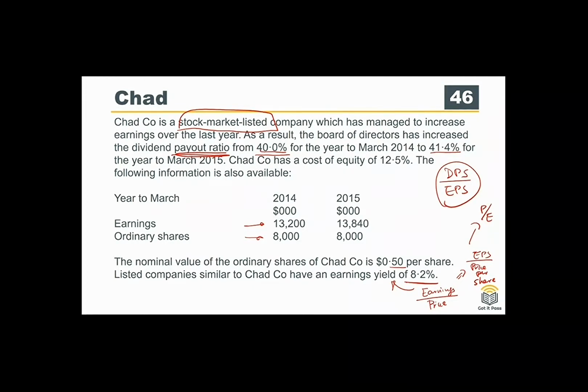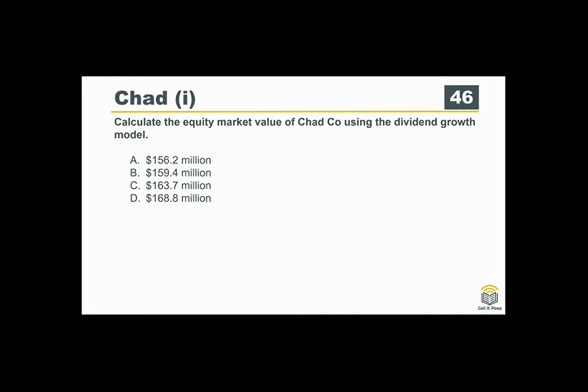So what are the requirements? The first requirement is we need to calculate the equity market value of chart company using the dividend growth model. First of all, you need to check the formula sheets about the dividend growth model. For the dividend growth model, P0 equals D0 times (1 plus g) divided by (cost of equity minus g), the growth rate.